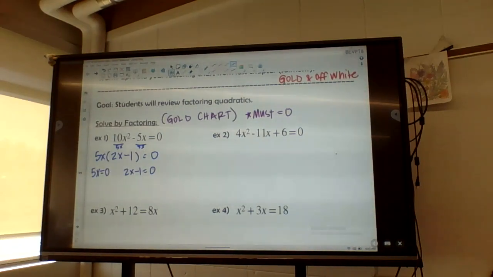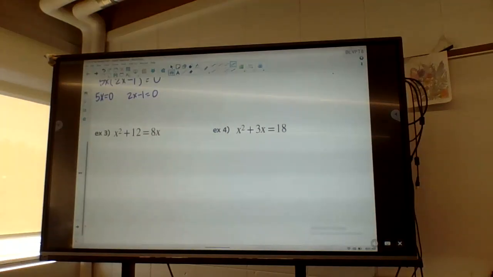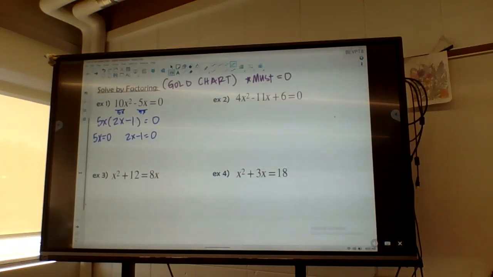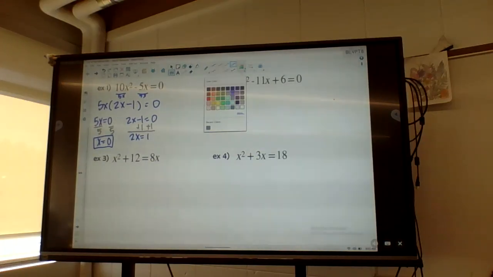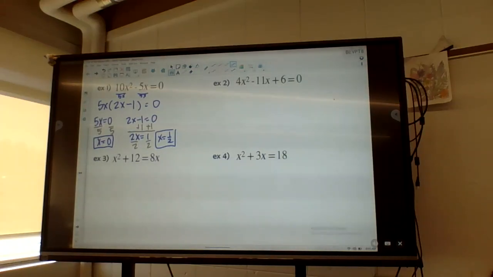And there become 2 pretty simple equations, in my opinion, to solve. So we're able to solve each of these. So 5x equals 0, so I would divide each side by 5. So x would be just 0, because 0 divided by anything is just 0. And then the other one that I go to solve, I have to move that 1 over. 0 plus 1 is just 1. I'm going to divide by 2. And so I find out my other answer would be 1/2. So we get 2 solutions using our factoring.